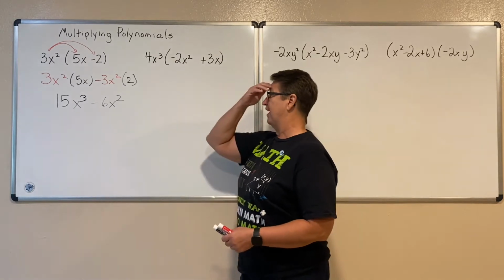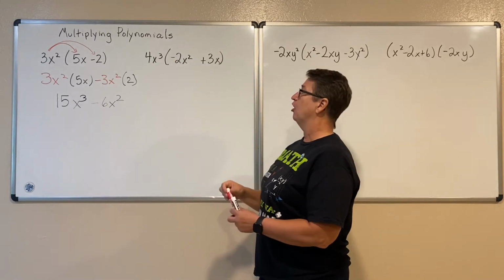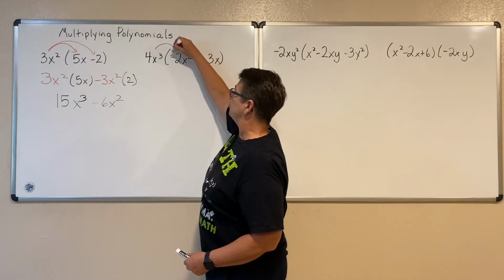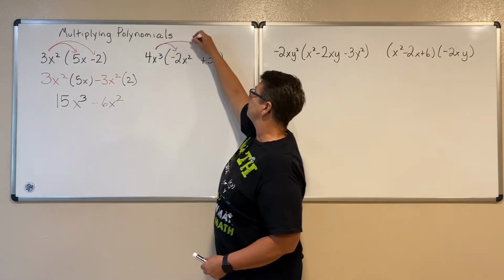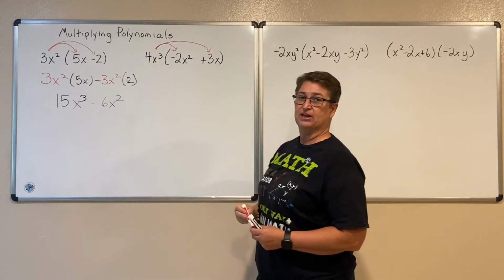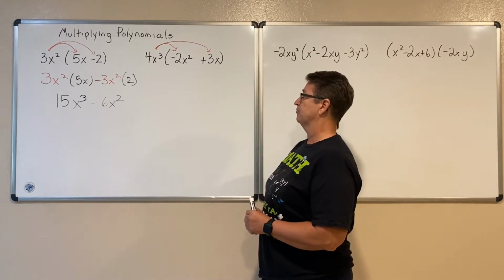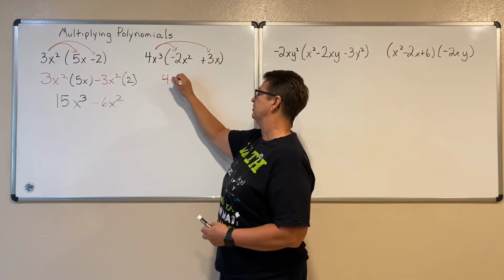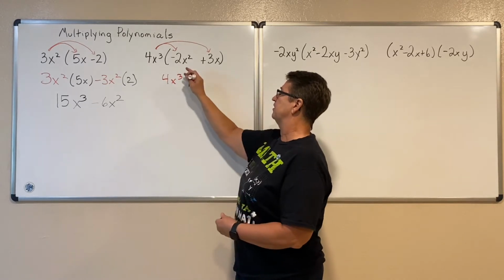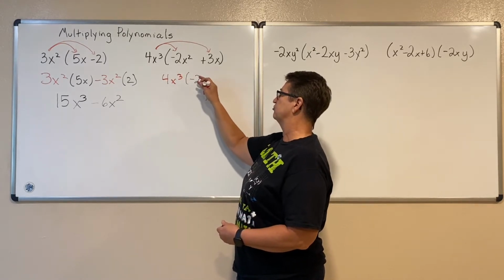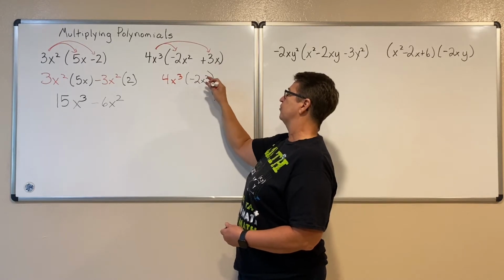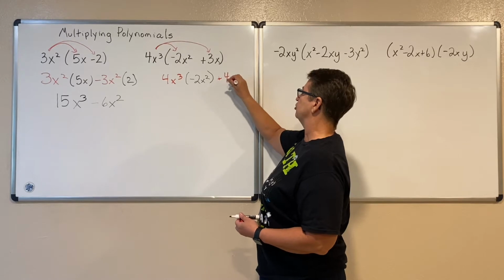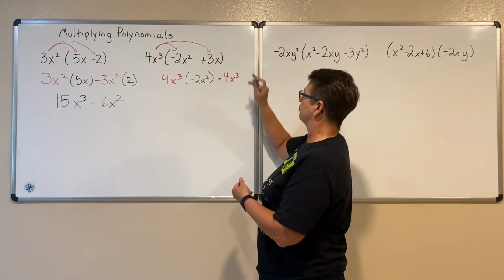We're going to simplify this one as well. And again, all we're going to do is multiply and distribute that 4x cubed to the terms inside the parentheses there. So we're going to multiply this 4x cubed times the negative 2x squared. And then we're going to multiply that 4x cubed times the 3x.